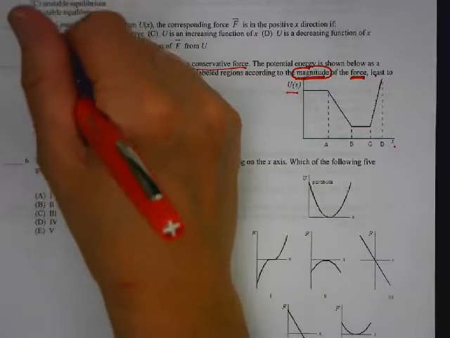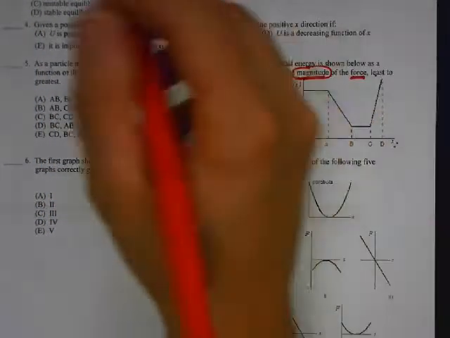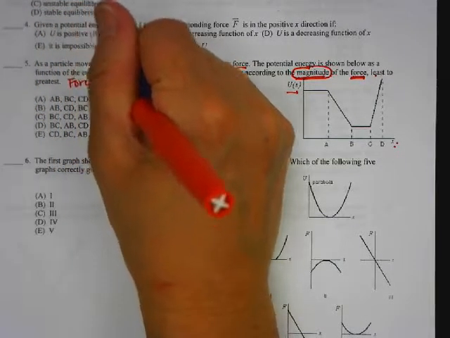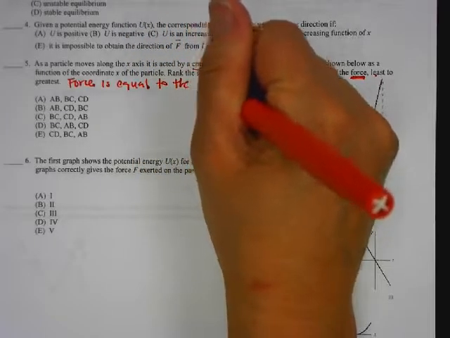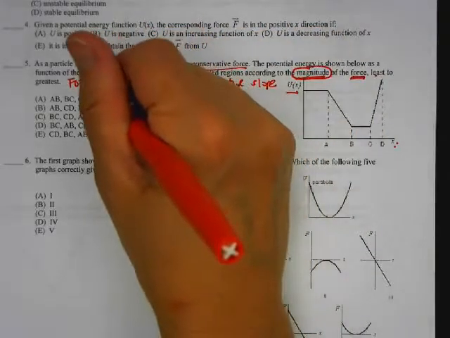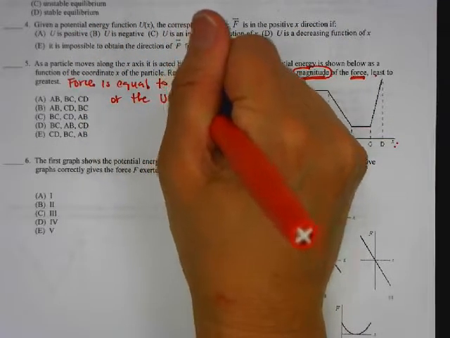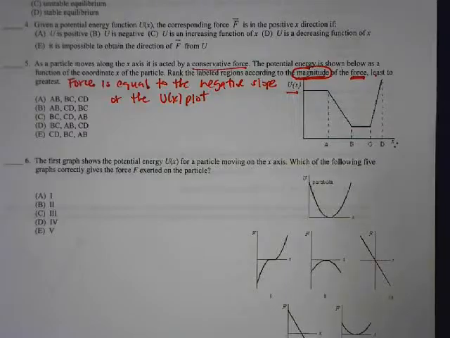So the first thing you need to know is on a potential energy versus x graph, we need to know that the force is equal to the negative slope of the U versus x plot. Okay. So again, magnitude, whether it's positive or negative doesn't matter in this case.